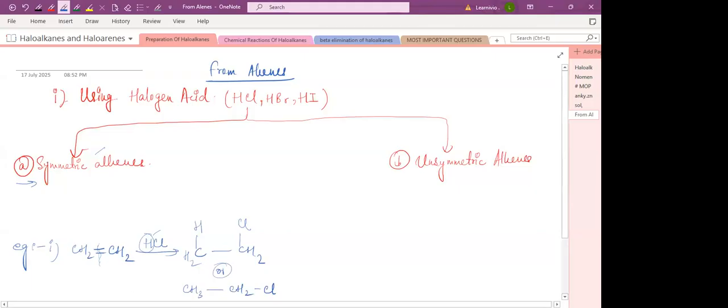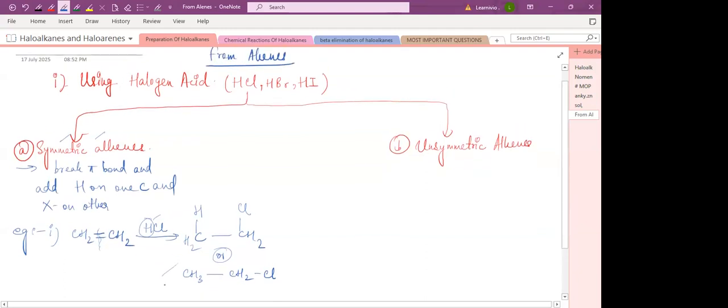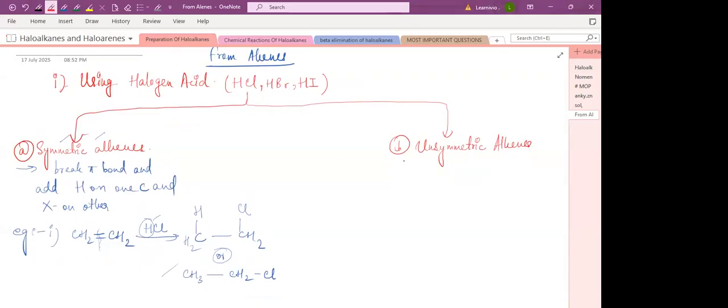Clear? Yeah. So just remember, if the alkene is symmetric, what you are supposed to do is just break the pi bond and add hydrogen on one carbon and your halogen group on the other carbon, right? Similarly, we'll get the product. The main problem is with this unsymmetric type of alkene. That is very important.